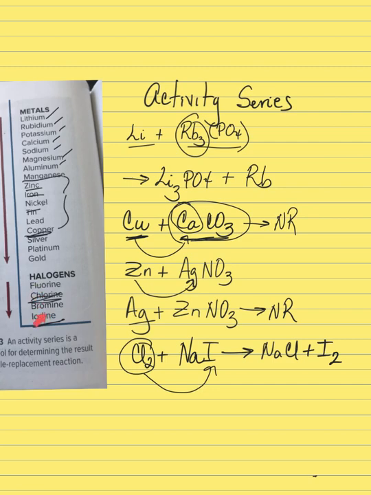Same. So you're going to use this over here. If the halogen or the metal that you have by itself is less active than the one that you have in your compound, no reaction is going to take place.